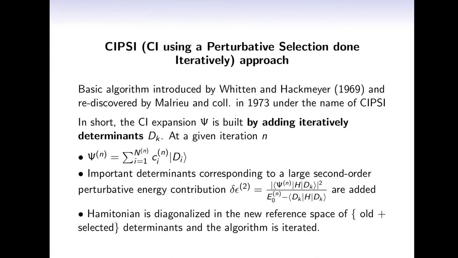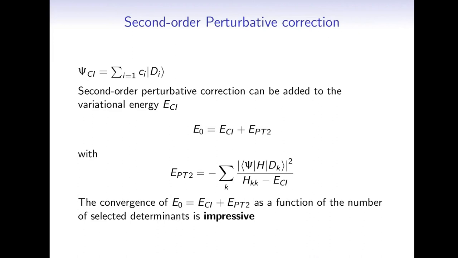We use the CIPSI algorithm, which is a particular set of selected CI. I won't detail this slide, just to say that it is a very old idea. The first paper we found is in 69, where the basic idea was introduced by Whitten and Meyer. Then you have the wonderful work by Malrieu and collaborators in 73, which gives the name CIPSI. In short, as I said, you add iteratively determinants in the wave function by looking at the energy contribution of the potentially new determinants, and you iterate. I have no time to really detail that. An interesting point is you can compute the second-order perturbative correction, and it is extremely efficient in order to correct the energy of your reference wave function.